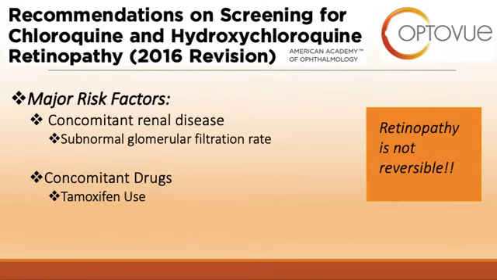Other major risk factors are if the patient has concomitant renal disease. We measure that via a subnormal glomerular filtration rate. And really this means that the patient cannot filter out toxic substances, which allows for the accumulation of the medication in the bloodstream. Also, the use of tamoxifen has been shown to be a problem. So concomitant use of tamoxifen with Plaquenil is a significant risk factor.